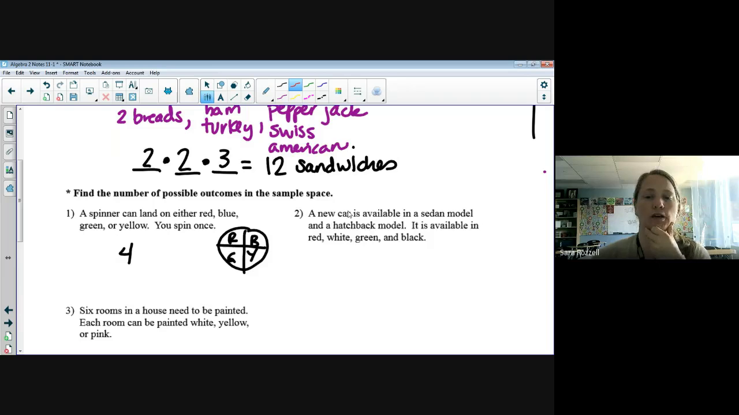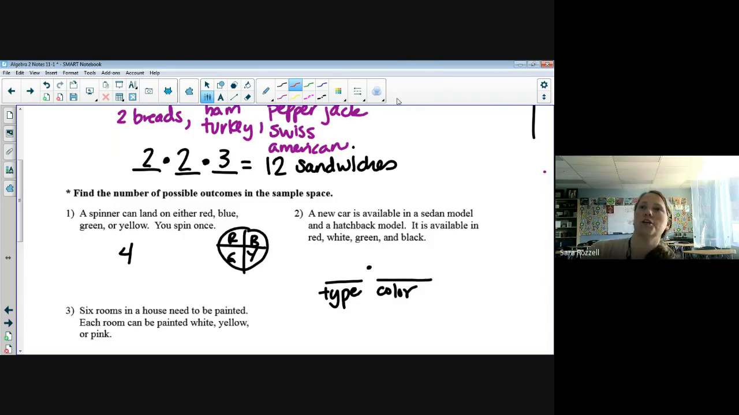Okay. On number 2, it says a new car is available in a sedan and a hatchback, and it's available in red, white, green, and black. So we want to figure out how many combinations of cars we could have. We've got sedan and hatchback, and it can be in red, white, green, or black. So we want to know, we're going to do type of car and color so we can see how many options there are. Type and color.